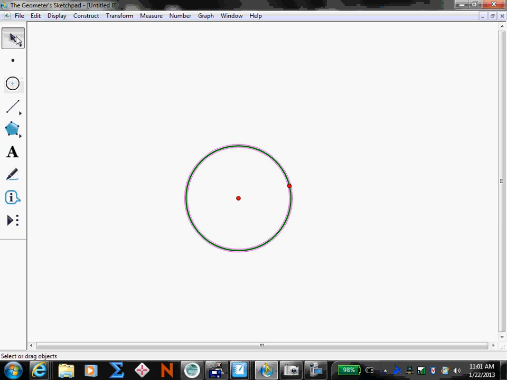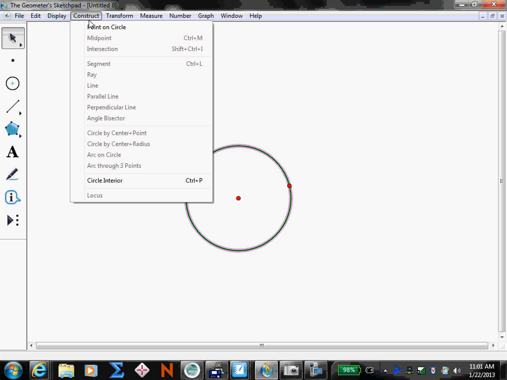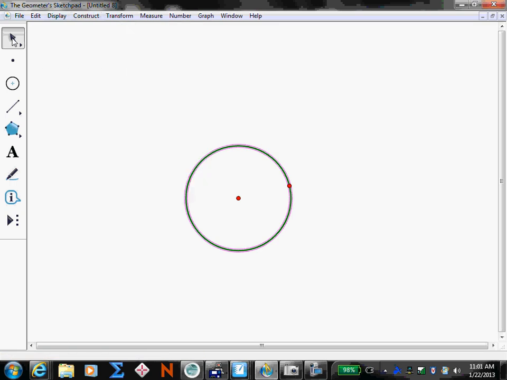Now, we have not done too many of the circle constructions, other than just make a circle. So let's take a look at those. If you look down here, it says circle by center and point, circle by center and radius, arc, and arc through 3 points. So these are things that we will be looking at as we do this study of circles. So right now we just want to make a tangent line through this point.